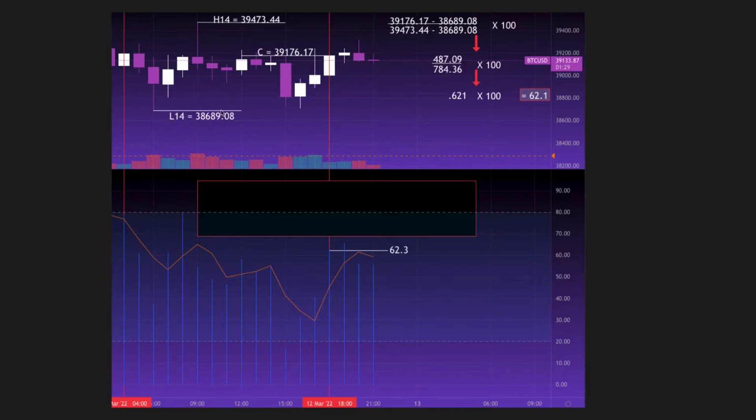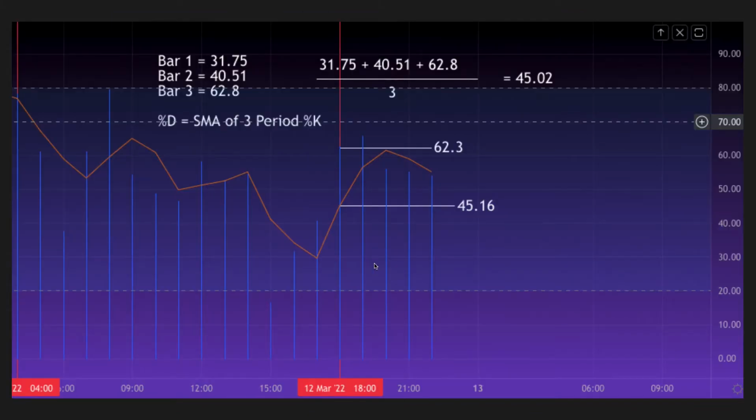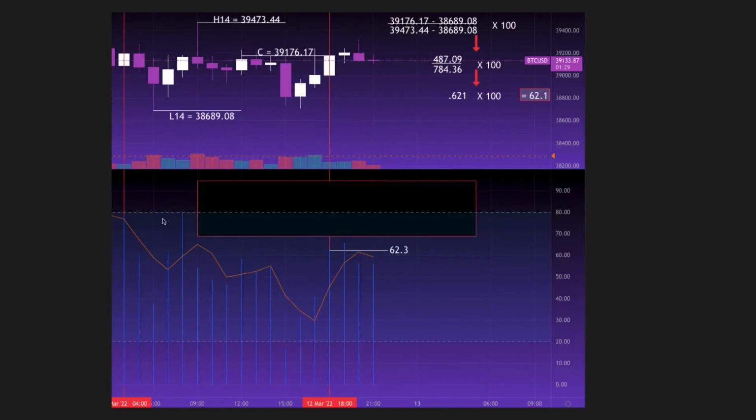It's just slightly off. I didn't get the exact highest point, or the exact closing point. But this equation is indeed correct. The math checks out. We're only off by 0.2. Okay, so now that's how you get the fast stochastic.